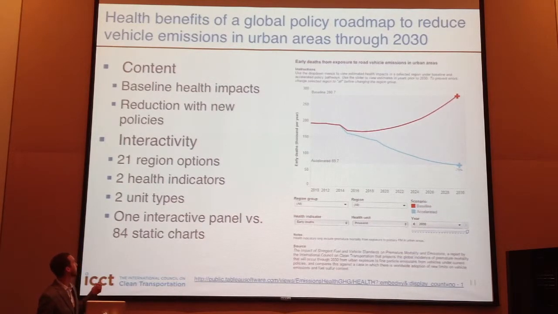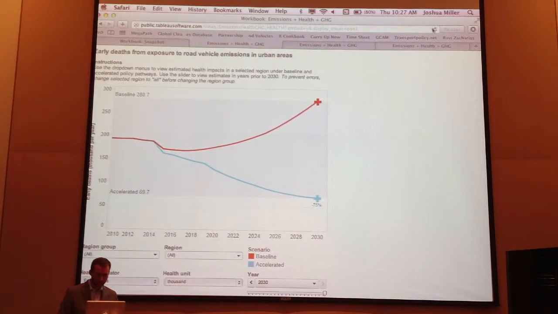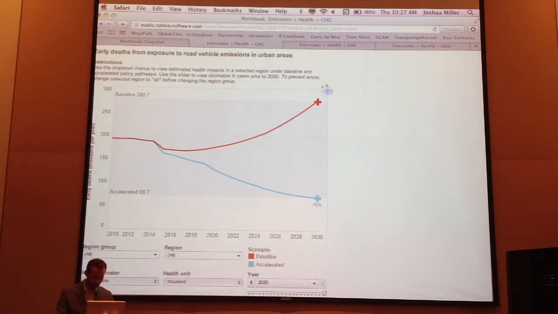It's a relatively simple visualization, but if we look at 21 region options, there are two different health indicators, either early deaths or years of life lost. And a couple of unit types, we get to something that would be 84 static charts. And instead of 84 static charts, we get something like this, where we can select a particular region.